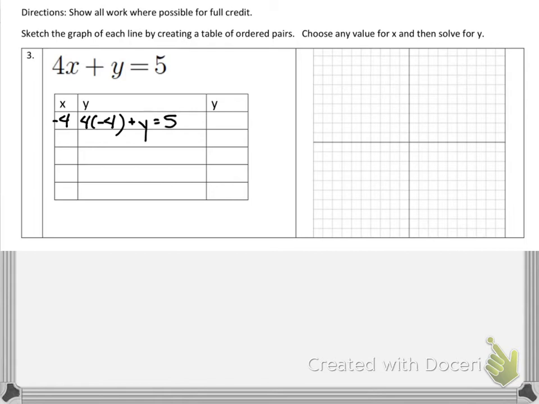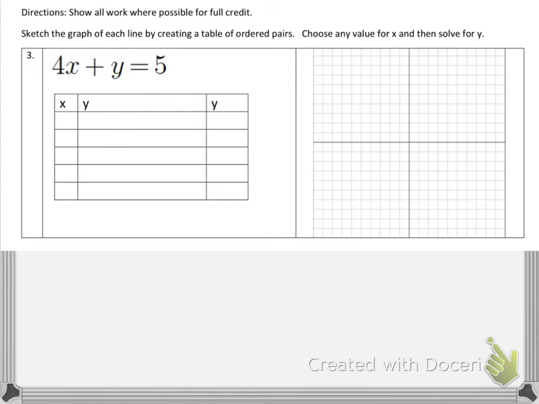Well, 4 times negative 4 is negative 16. So then I have negative 16 plus something equals 15. I add 16 to both sides. I have y equals 31. So that's way outside of the range of what's going to fit on my graph. So that's probably not a good point to pick. I mean, that's okay. We can pick a different point.